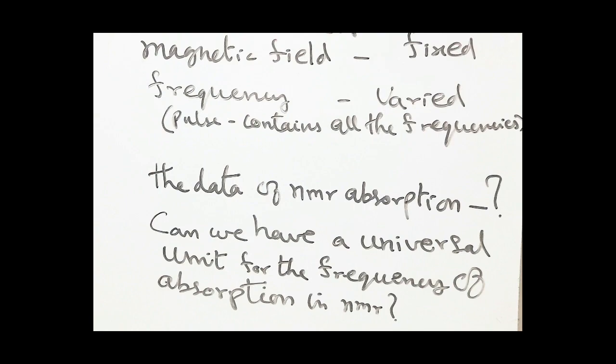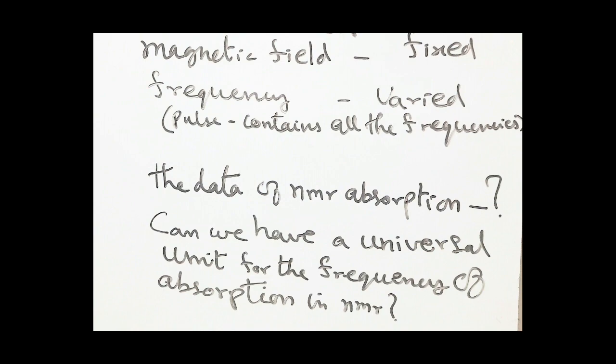See, the data should be uniform. Whether a scientist is recording the NMR spectrum of bromoethane according to field sweep method or in pulse method, whatever may be the method of choice, in pulse method, if the magnetic field is 2 Tesla or 1.4 Tesla, whatever it may be, in field sweep method, whether the frequency of the external source is 60 megahertz, 100 megahertz, 240 or 400 megahertz, whatever it may be, the frequency of absorption should be uniformly expressed.